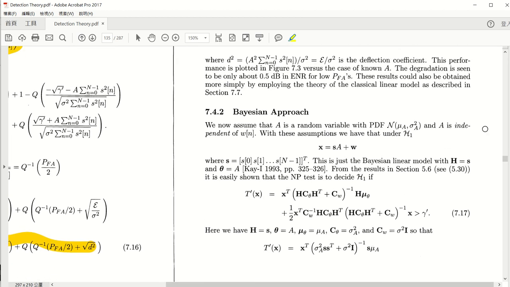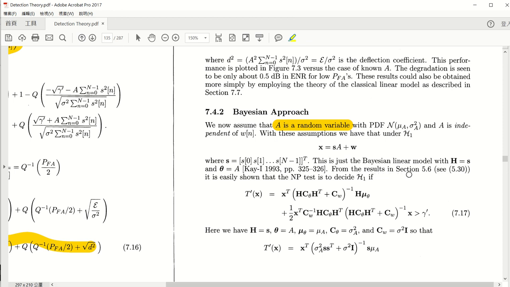Then the next thing is the Bayesian approach. We now assume that A is a random variable again. This is a very special assumption, because when you assume it to be a random variable, you need to have some prior knowledge. So now we assume that A is a random variable with PDF N of mu A, sigma A squared, and A is independent of the noise. With these assumptions, we have under H1 that x is sA plus w, where s is taking time samples. So this is just a Bayesian linear model with H equal to s and theta equal to A.